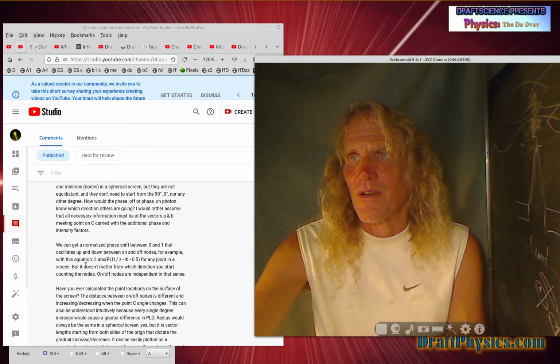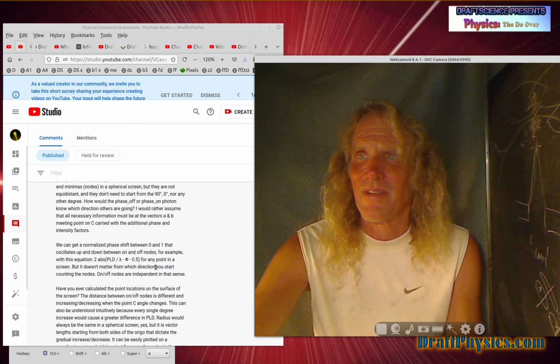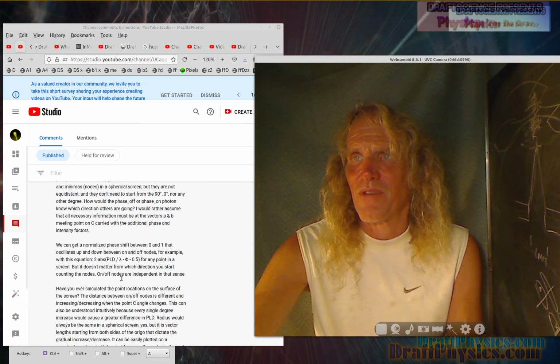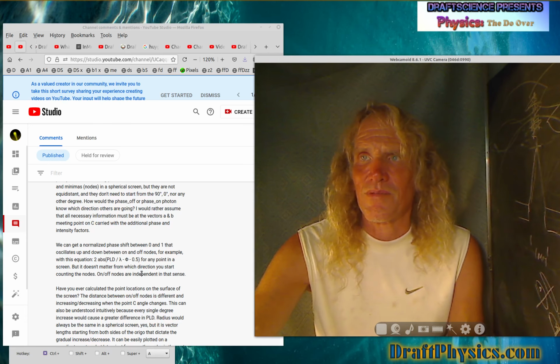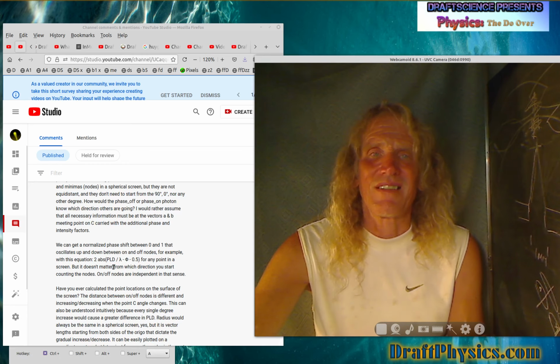All right, with that, let's see. Off nodes, for example, with the equation, any point on the screen, it doesn't matter from which direction you start counting the nodes. On and off nodes are independent in a sense. Well, anything where you're going to tell me distances don't matter, I'm going to say bullshit.